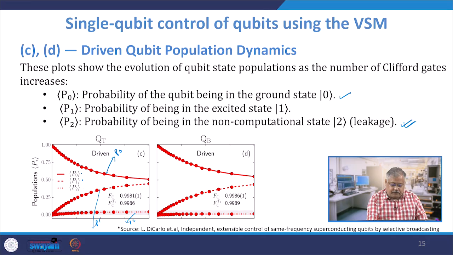If you look very carefully at QT, which is the driven state, the probability of the ground state P0 is relatively high. The probability of excited state 1 is coming to approximately 0.5 for a large number of gates.